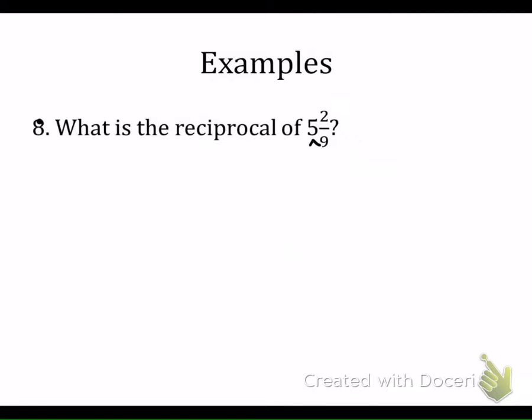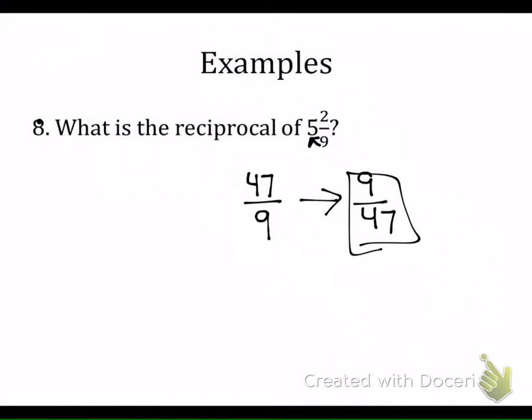Okay, so we're going to multiply these. So 5 times 9, well, that's 45. And then you're going to add the 2, which gives me 47. So 47 over 9. And then we're going to flip it. It's going to be 9 over 47. You always want to check with fractions that your answer is simplified. In this case it is, so we are good to go.